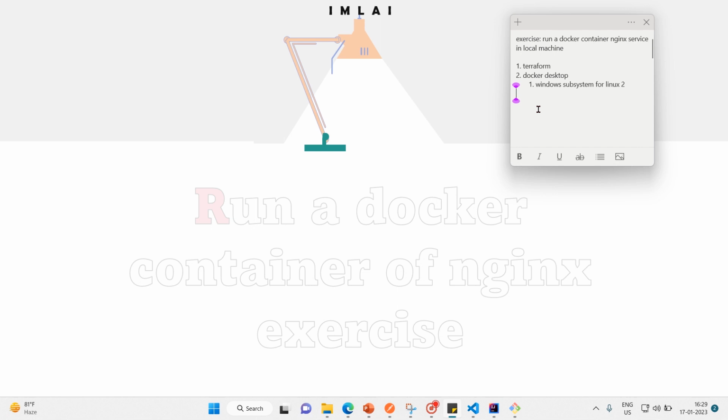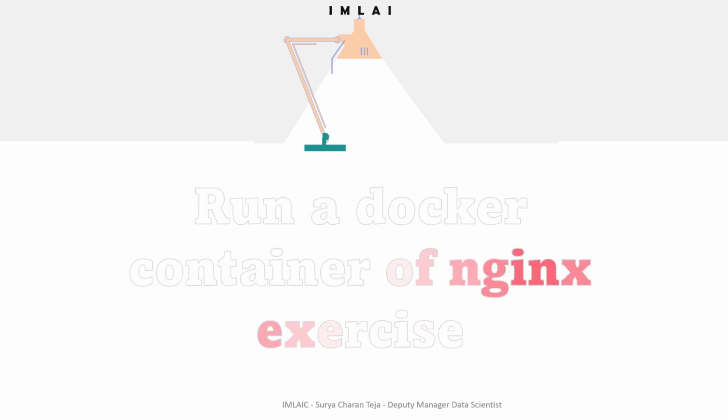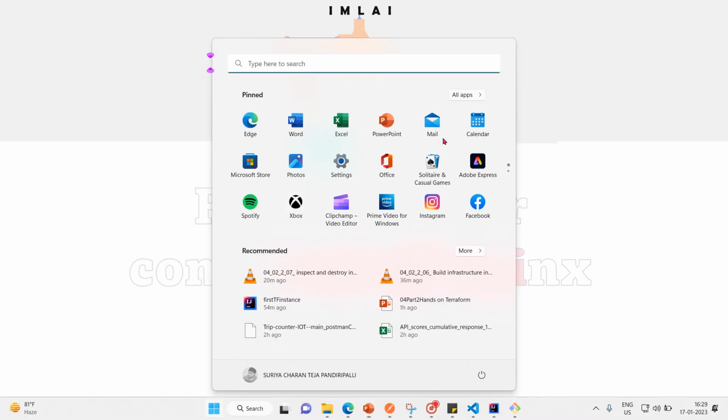Once it is done, then we'll write a configuration file, and then we will format, validate, and then apply it, and we will host that nginx service. So that's the process we are going to do. So let's jump into my local host machine and we'll see what all things we have.